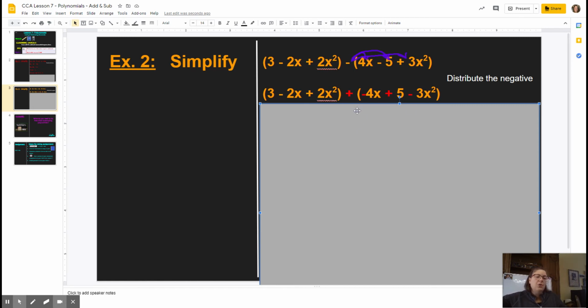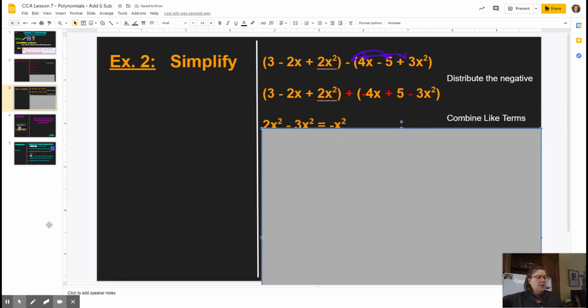And then from here, you can break it up like we did the previous problem where you're looking for the highest term. So again, I notice that I've got my 2x squared. And I look down the line, I've got this negative 3x squared. And then I've got this negative 2x, negative 4x. And then I've got 3 plus 5.